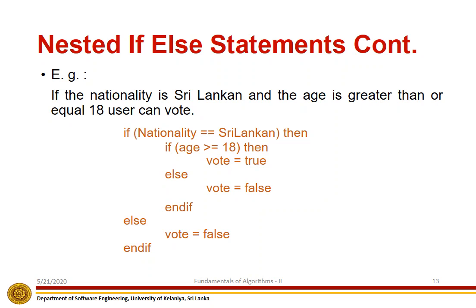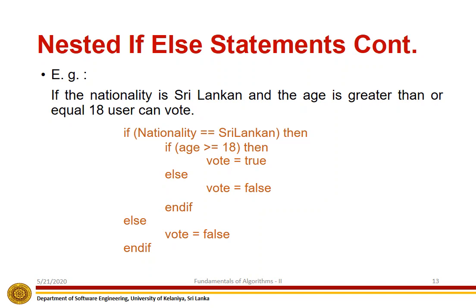In the outer if condition, I have checked whether he is Sri Lankan or not. So nationality must be equal to Sri Lankan. Here I have used two equal signs to check the equality. That's a relational operator. What happens if I give one equal sign there? One equal sign is an assigning operator.